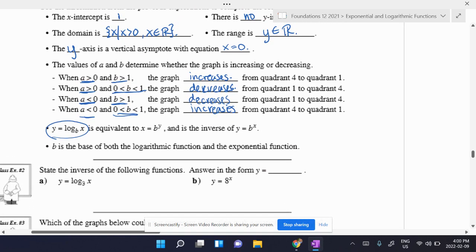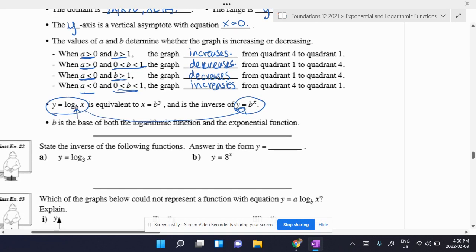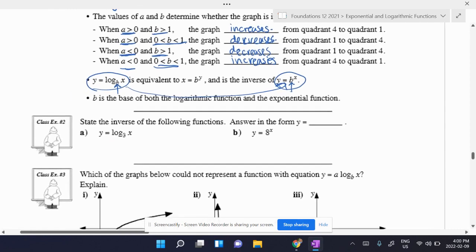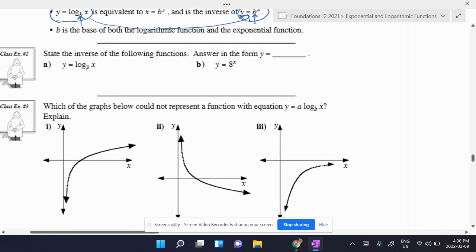This is the equivalent of this. B is the base of both. So the inverse of y is equal to log 3 of x would be y is equal to 3 to the power of x. And the inverse of y is equal to a to the power of x would be y is equal to log base a of x.